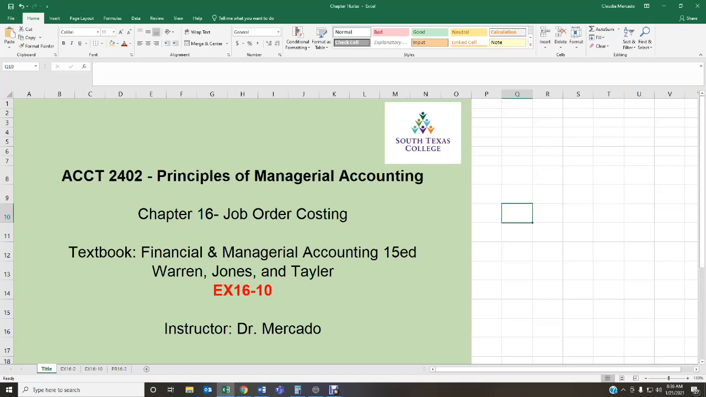Now, this particular chapter deals with factory overhead. So it's very important that we read over the section that deals with factory overhead, the allocation of factory overhead, and the determination of the factory overhead rate. This can be found on pages 800 and 801 of your textbook.